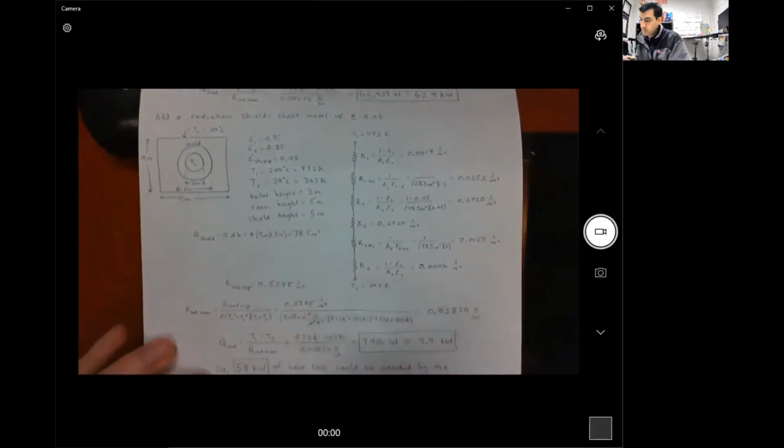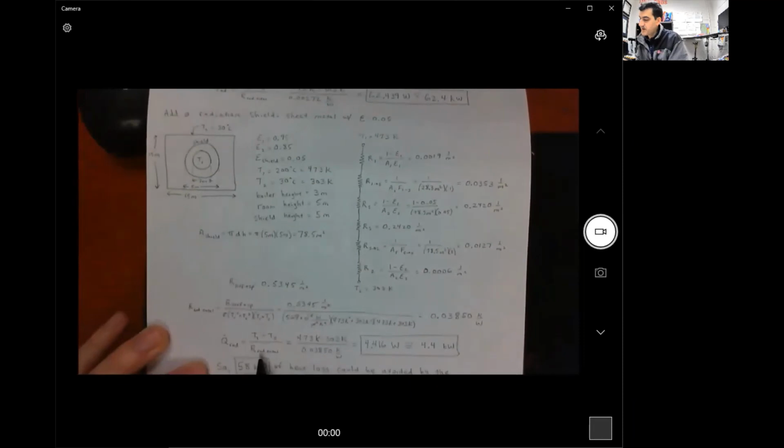All right, that's the vast majority of the problem. Now all we have to do is plug that into our equation for heat transfer. So that's our R rad total. Take your T1 minus T2 to get your delta T, divide by R rad total. The kelvins cancel out, and you're left with watts in the numerator, and it's 4,416 watts, or about 4.4 kilowatts.